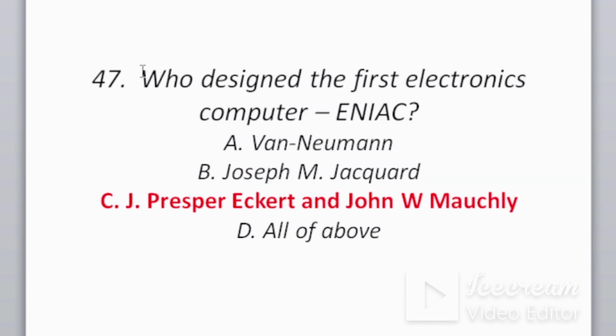47. Who designed the first electronic computer, ENIAC? A. Von Neumann, B. Joseph M. Swatz, C. J. Presper Eckert and John W. Mauchly, D. All of the above. The correct answer is C.